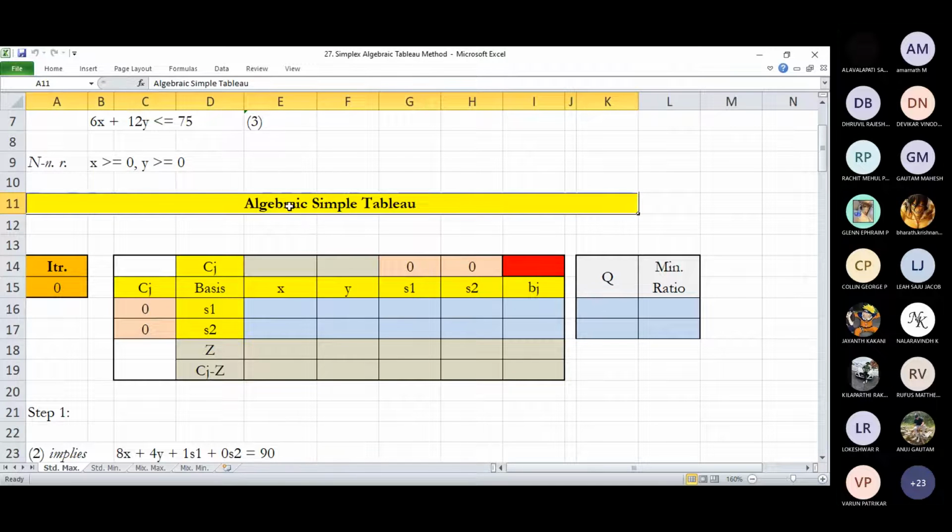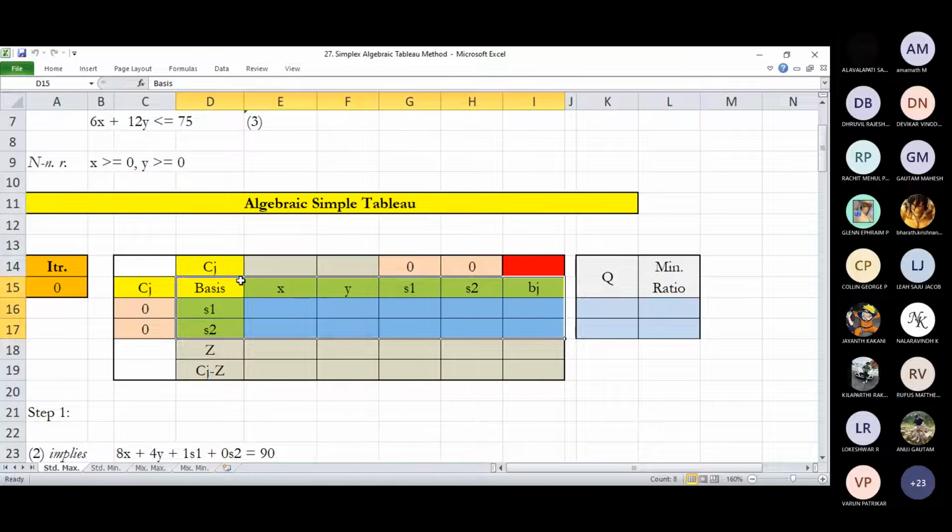Right, so in the algebraic table, first, it's not iteration 0. This is something which we construct initially, the simplex table. So this is the algebraic simplex table. A little different, we have a Cj. I'll talk about that a little later. Then this is very common, probably you know. We have a basis, which is a set of basic variables, in this case S1 and S2. Then x and y, then S1 and S2, and the right hand side coefficient.